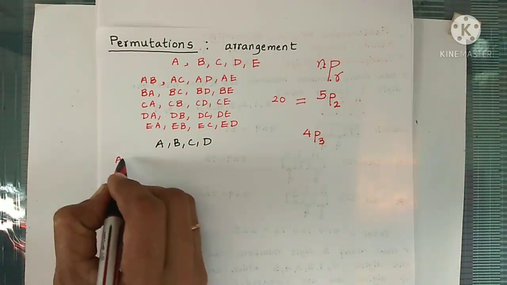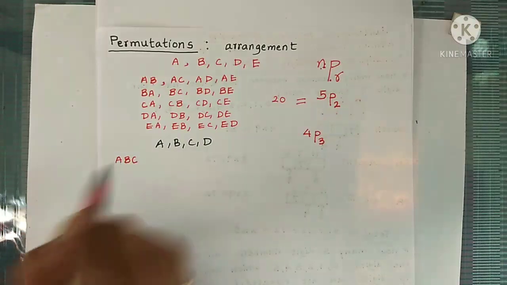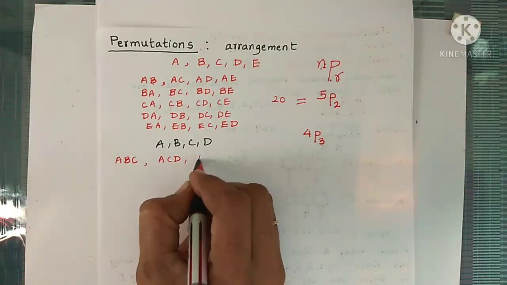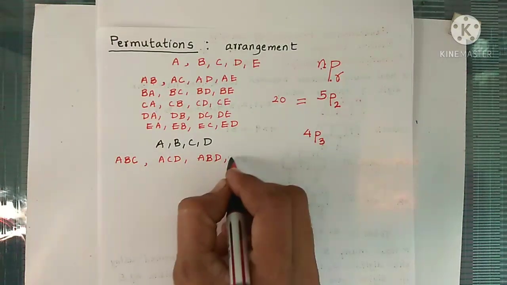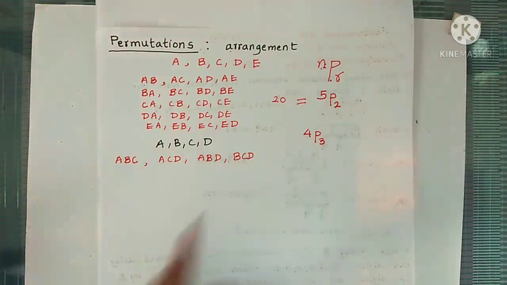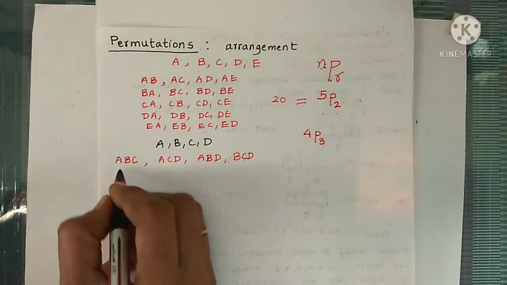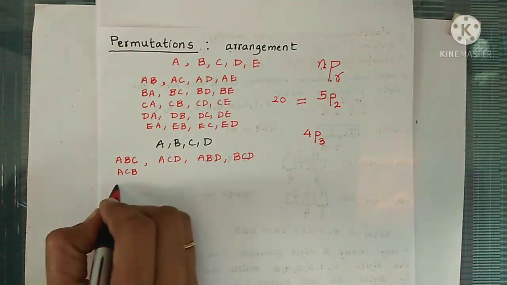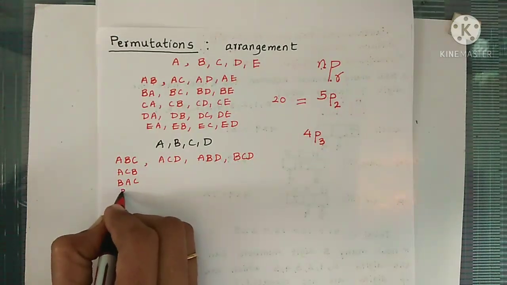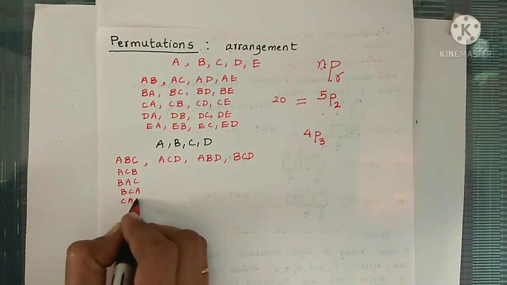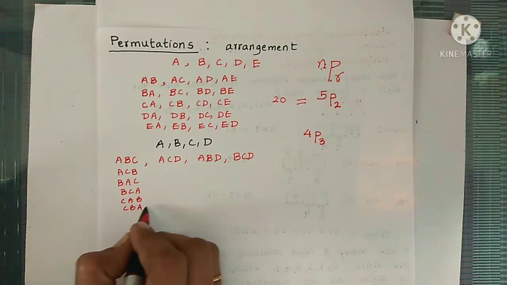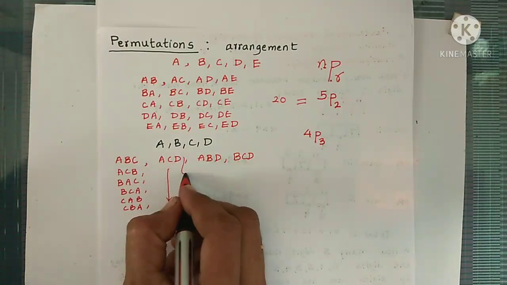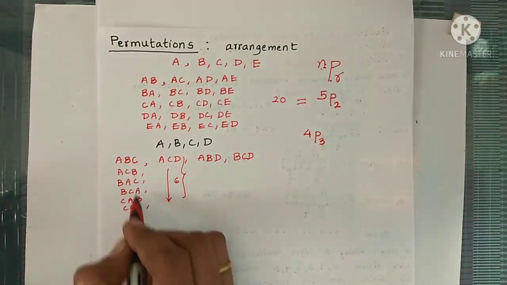For example, if I take A, B, C, then A, C, D, then A, B, D, and B, C, D. I have taken three objects, but I can arrange them as A, C, B also. First A, then C, then B, then B, A, C, B, C, A, C, A, B, C, B, A. Like this, they can be arranged in 6 ways.